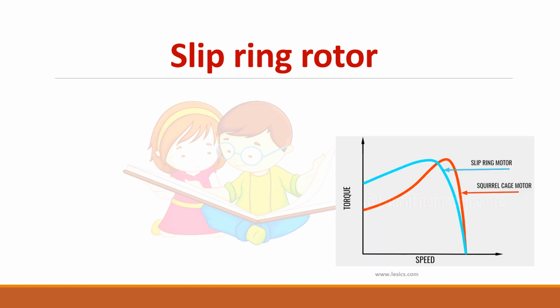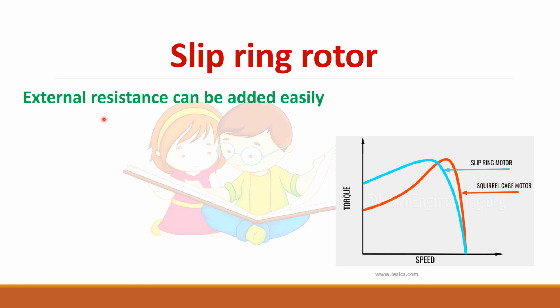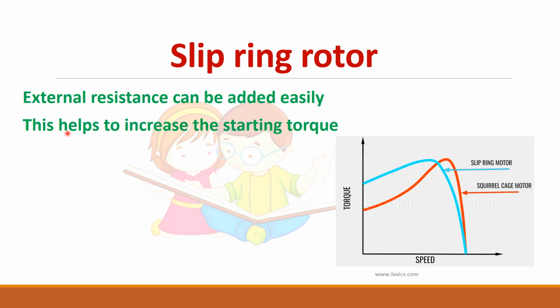In slip ring induction motor, we can easily add the external resistance, thereby we can increase the starting torque. If you see the squirrel cage motor, the starting torque is very less compared to the slip ring induction motor. So here in squirrel cage we cannot change the starting torque, but in slip ring there is a provision to change the resistance connected to the circuit and thereby change the starting torque.